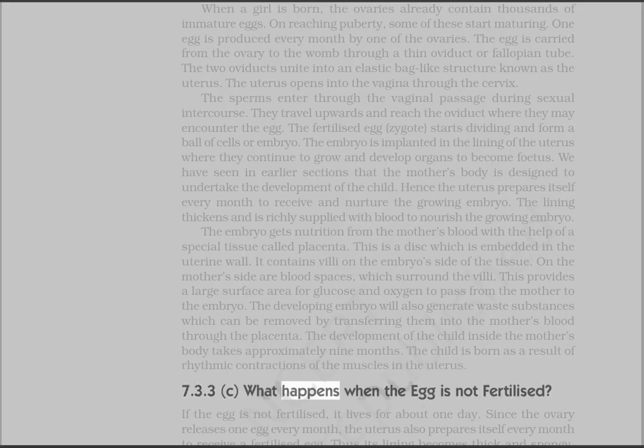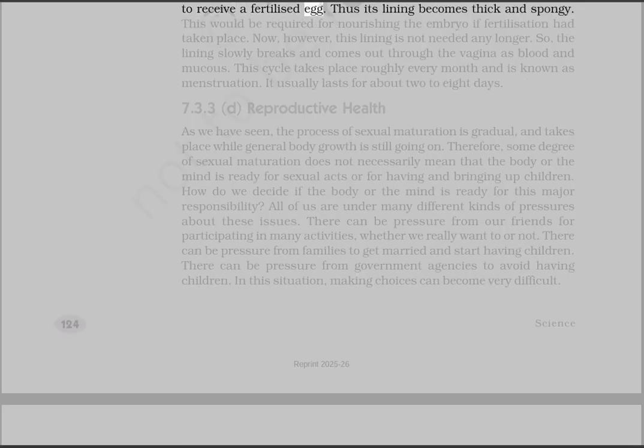7.3.3 C. What happens when the egg is not fertilized? If the egg is not fertilized, it lives for about 1 day. Since the ovary releases 1 egg every month, the uterus also prepares itself every month to receive a fertilized egg. Thus its lining becomes thick and spongy. This would be required for nourishing the embryo if fertilization had taken place. Now, however, this lining is not needed any longer. So, the lining slowly breaks and comes out through the vagina as blood and mucus. This cycle takes place roughly every month and is known as menstruation. It usually lasts for about 2 to 8 days.